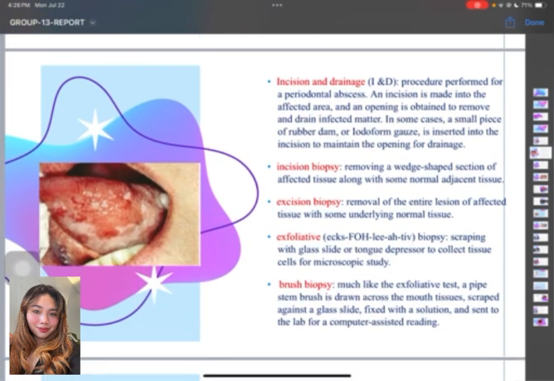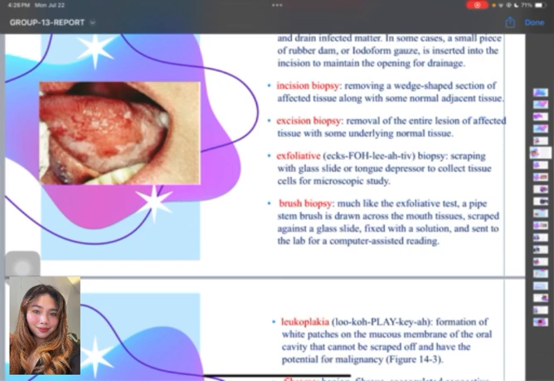Incision and drainage, I&D, is the procedure performed for periodontal abscess. It is an incision made into the affected area, and an opening is obtained to remove and drain infected matter. From the word itself, incision and drainage: you incise and then you drain. In some cases, a small piece of rubber dam or iodoform gauze is inserted into the incision to maintain the opening for drainage.